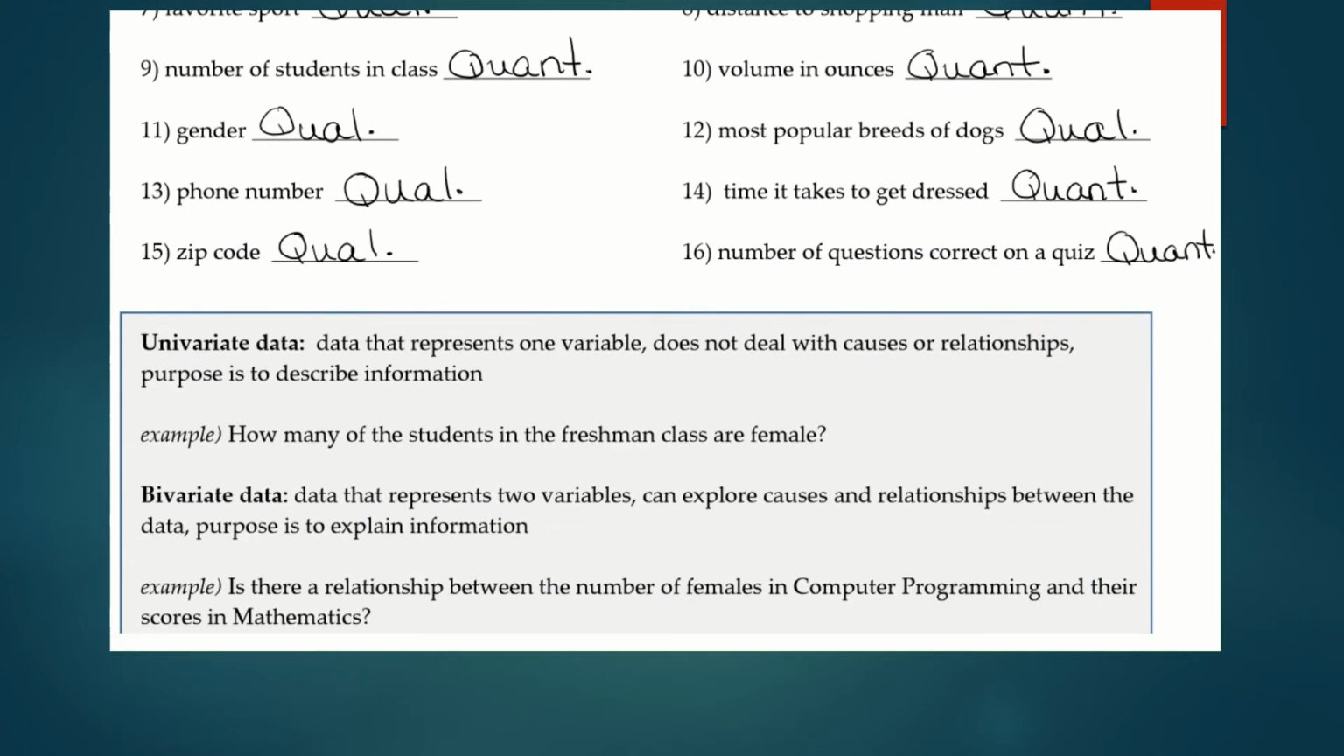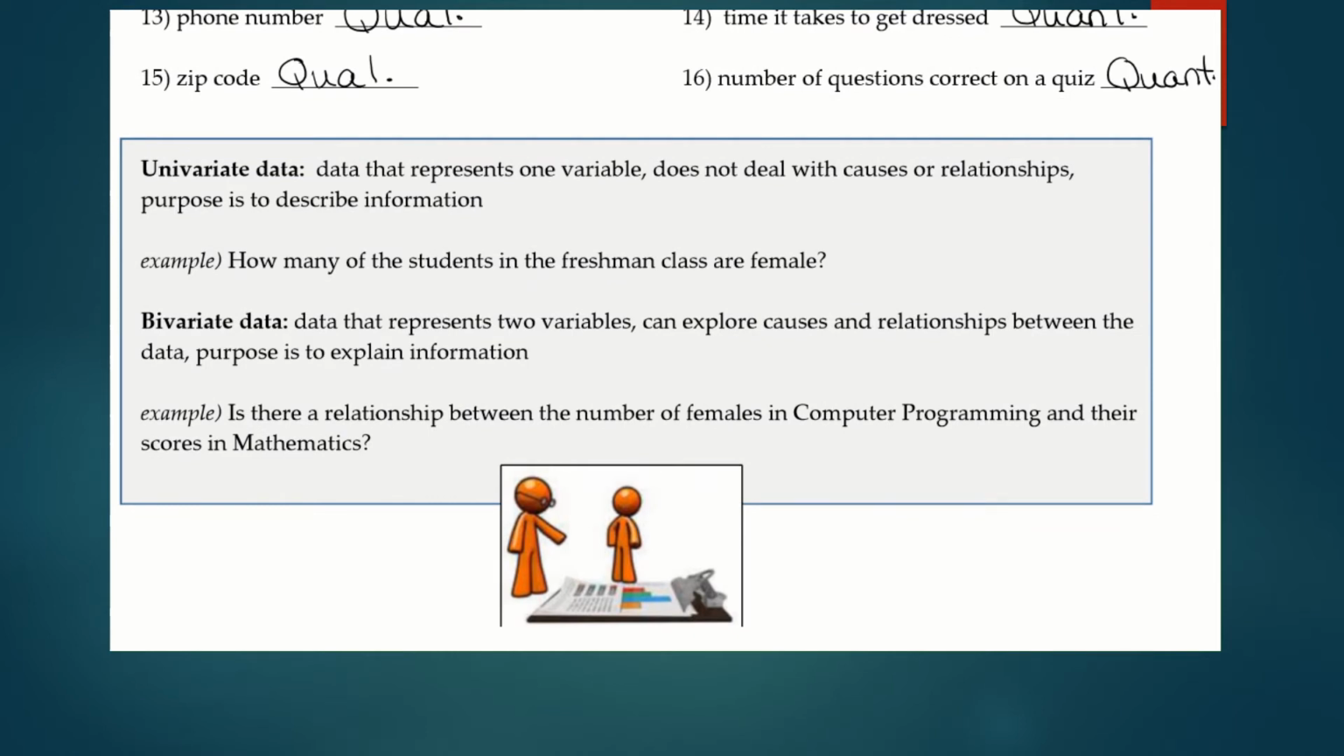Now we're going to talk about univariate data and bivariate data. So univariate, like a unicycle, which has one tire, is data that represents one variable, does not deal with causes or relationships, and the purpose is to describe information. This is what we call univariate data. So an example might be how many of the students in the freshman class are female. So we're talking about one variable, number of students that are female. We're not comparing it to anything else.